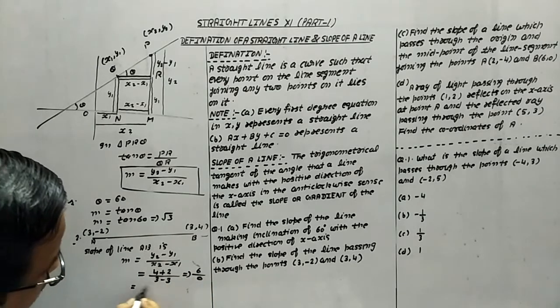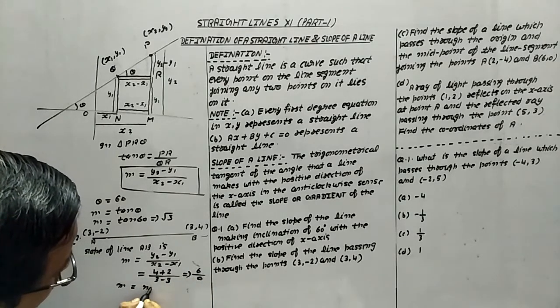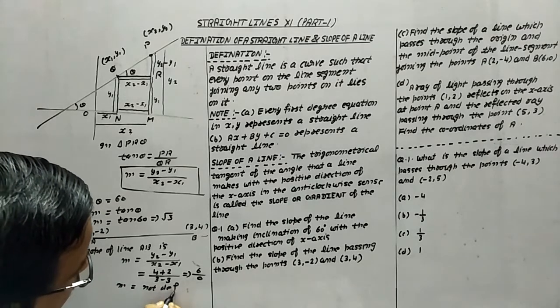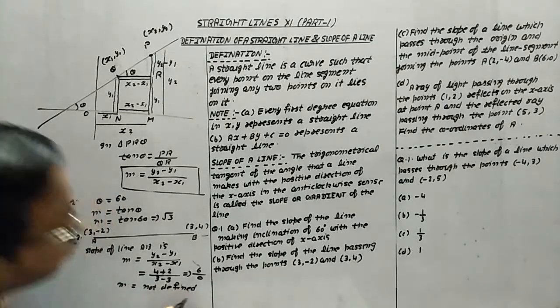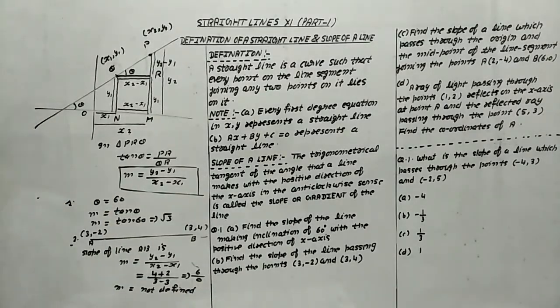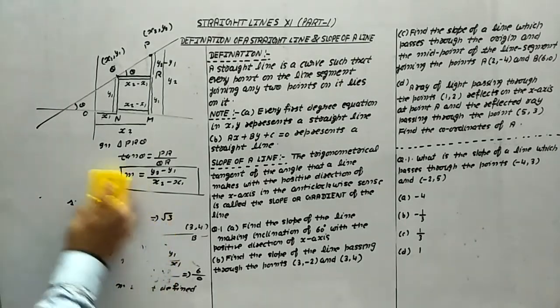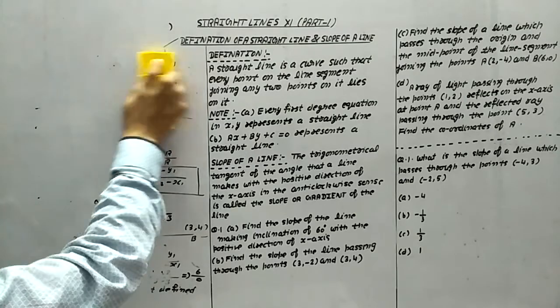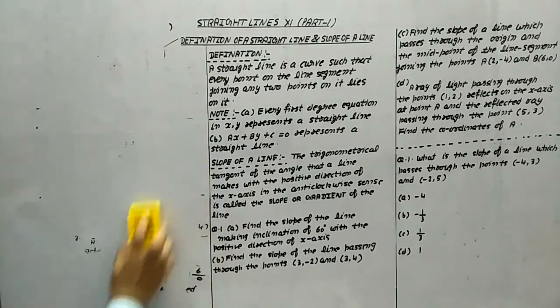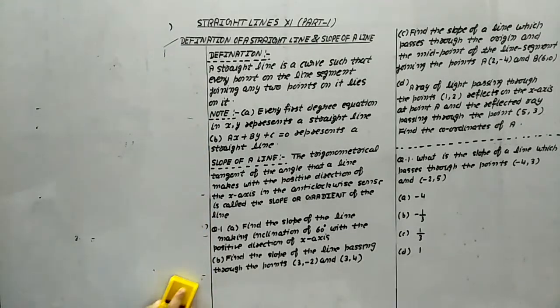Therefore, the slope of this line m is not defined. What is this? The slope of this line is not defined because in the denominator we have 0. That's why we can say that the slope of this line is not defined. Now look at this. Let's start with another question.